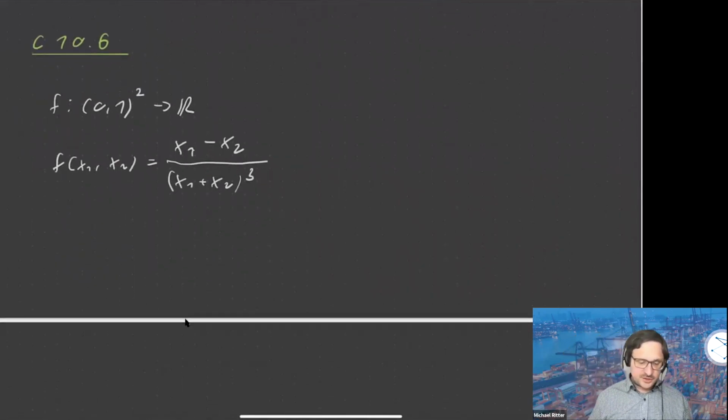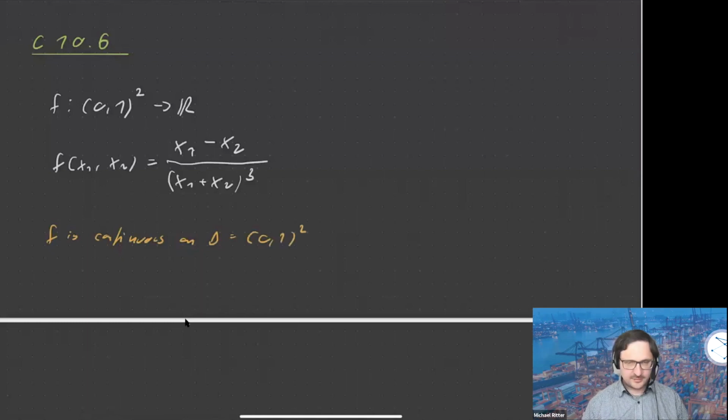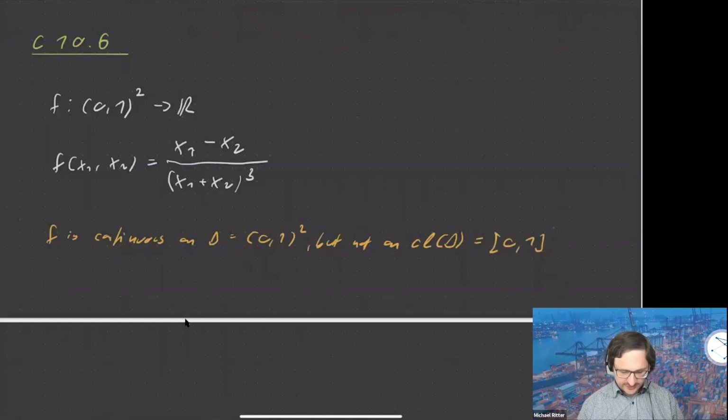And you can see that this function is continuous on its domain, but it's not continuous on the boundary. So if both x1 and x2 are 0, then obviously this function is not defined anymore and there is no continuous extension. Okay, so f is continuous on the domain D. D is 0, 1 squared, not including the boundaries, but not on the closure of D, which would be the interval 0, 1 squared, including the boundaries.